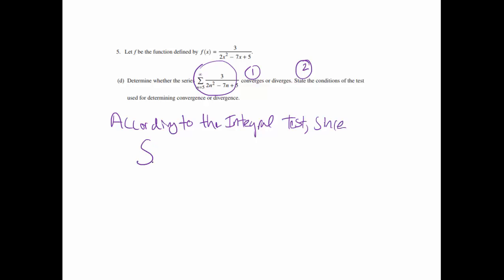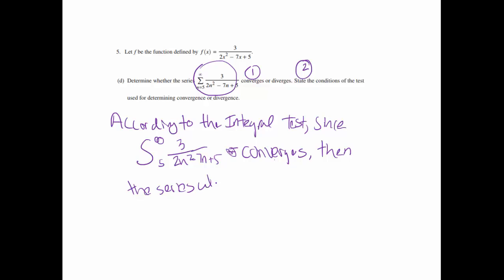since we found that the integral from 5 to infinity of 3 over 2n squared minus 7n plus 5 converges, then the series also converges. Okay, so that was worth a point.